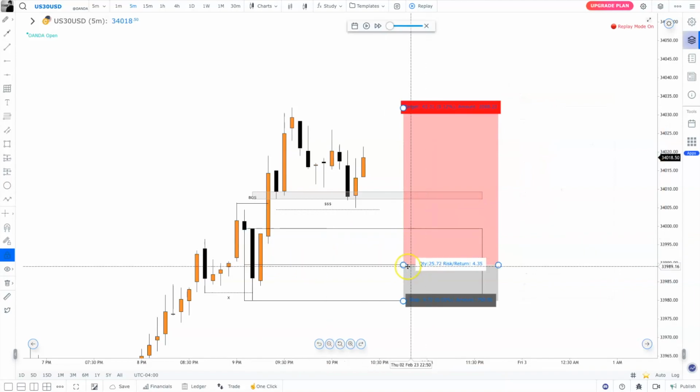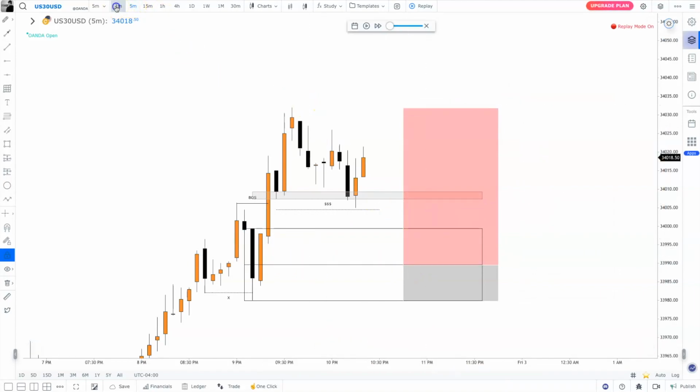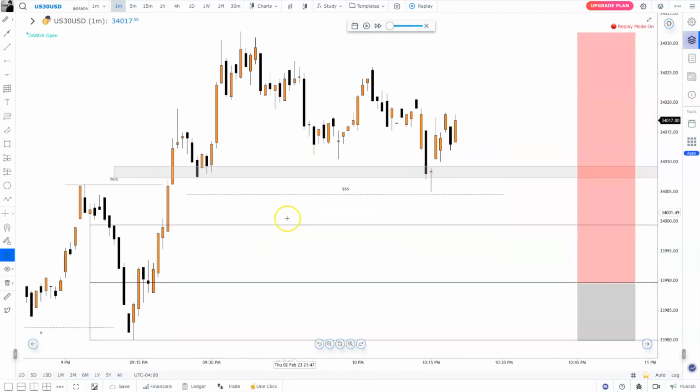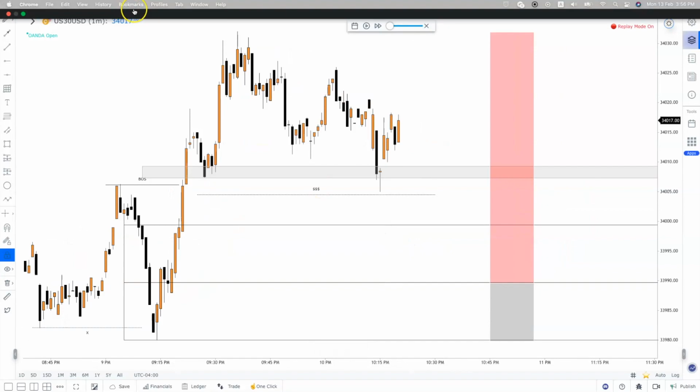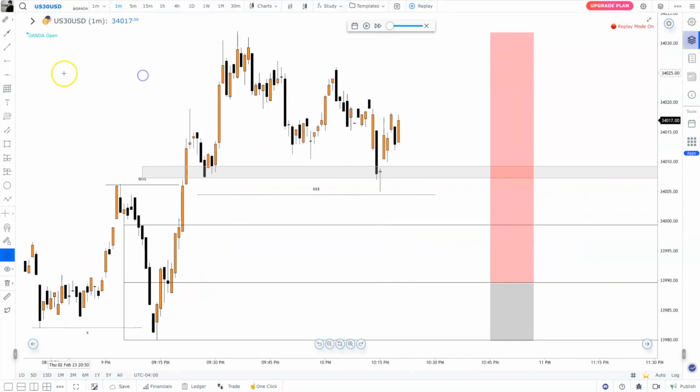You're ready to place your position, but you think about it and you say, you know what? I want to refine it. I want to make it even better. So you go to lower time frames, jumping from 5 minute to 1 minute, right? Now what you can do here is look at this. Where was the aggressive move? Where did the aggressive move start?